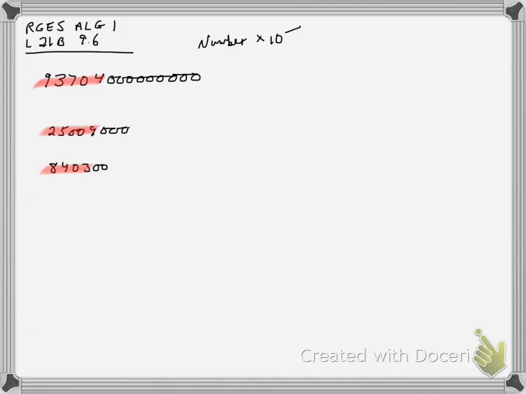Now we're going to write each of those numbers with a decimal point after the first value. So this will go to 9.3704 times 10 to some power. We'll come back for that. This will go to, the decimal is always after the first value, 5.009 times 10 to some power, and 8.403 times 10 to the power.